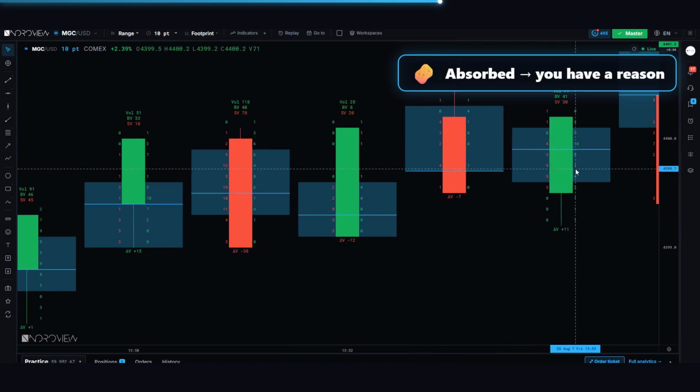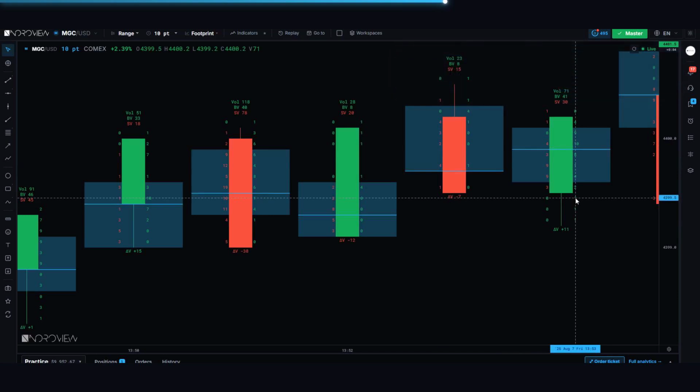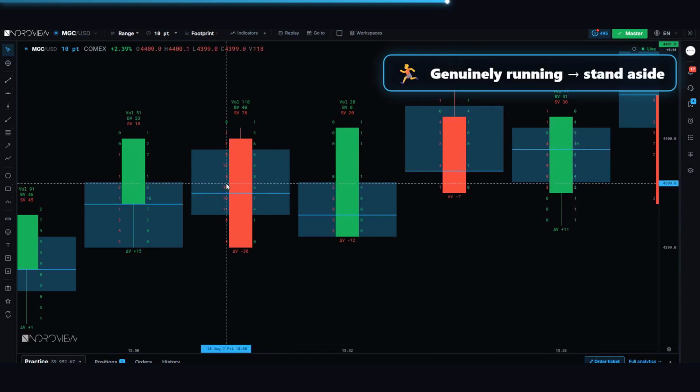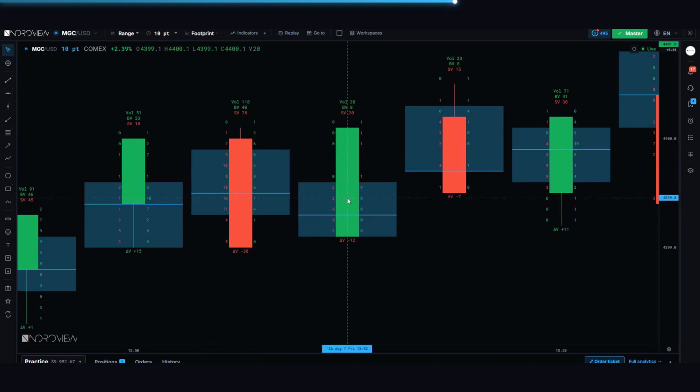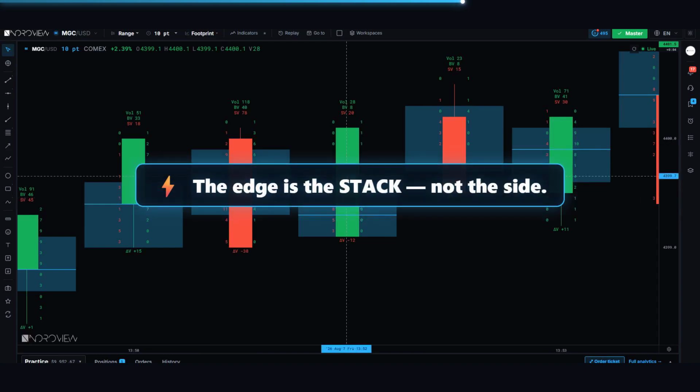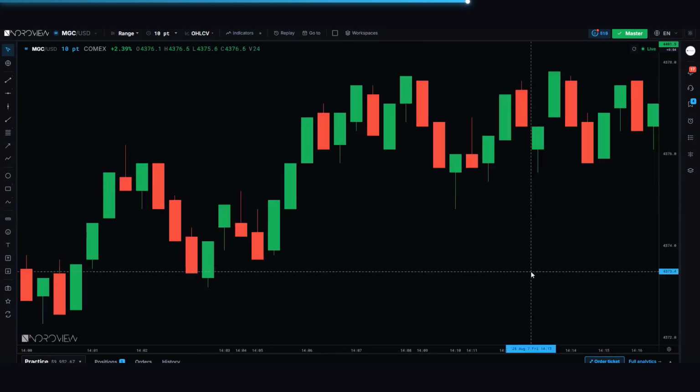If sellers are hammering it and price will not go down, that is absorption. Now you have a reason. If sellers are hammering it and every level prints lower, that is a real break. You stand aside. Same level, same candle shape. Two opposite decisions. And only the footprint told you which. That is the edge. Not price action, not order flow. The stack.